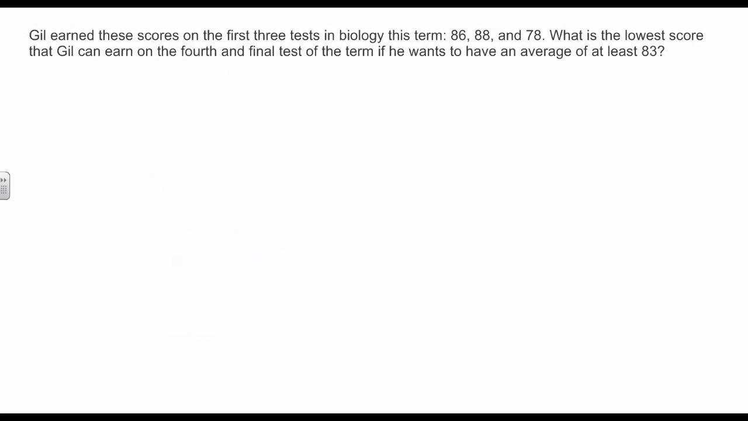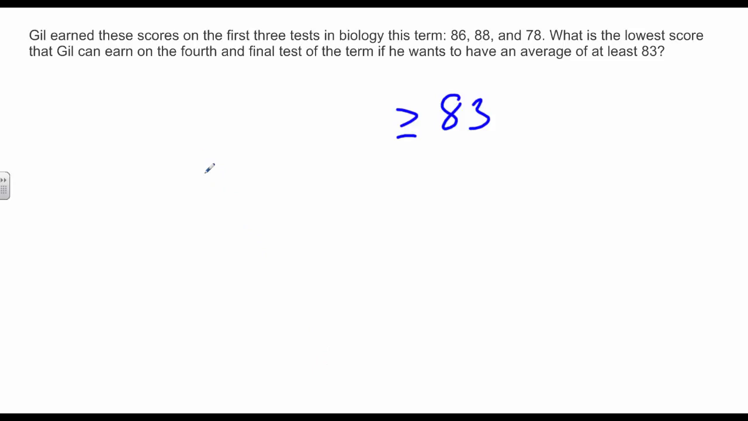So here we have a word problem, and it says Gil earns the following test scores on his first 3 tests. He has an 86, an 88, and a 78. And we want to know what is the lowest score that he can earn on the 4th to have an average of at least 83. So we want to be 83 or better. If we want to be 83 or better, we have to be greater than or equal to that.